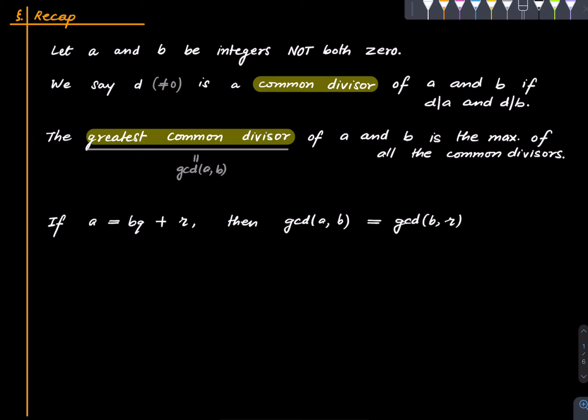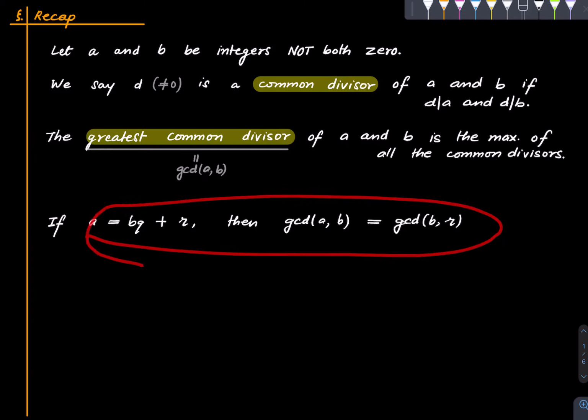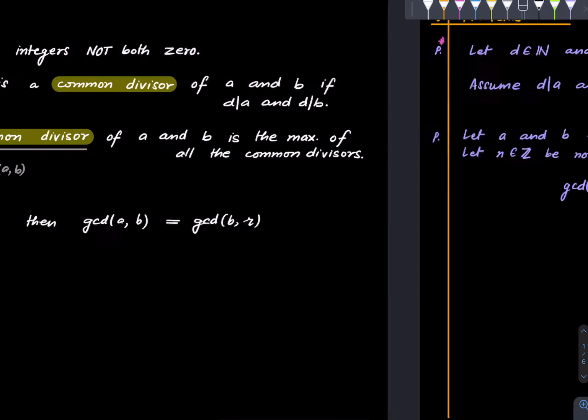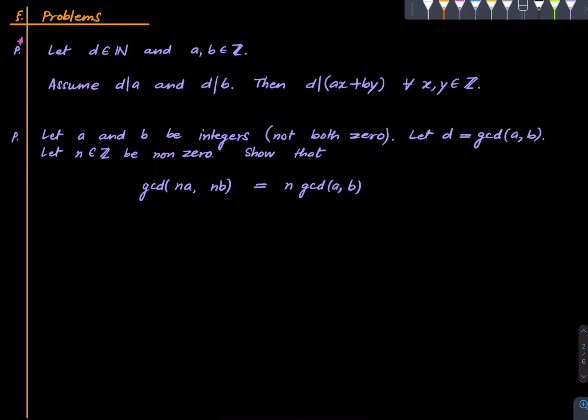And lastly, we also saw, which in this lecture we are not going to use, but still, suppose you write a as bq plus r, then gcd(a, b) is gcd(b, r). Okay, so here are two simple problems. The first one I marked as star because I'm going to use it. It's a very, very straightforward problem.